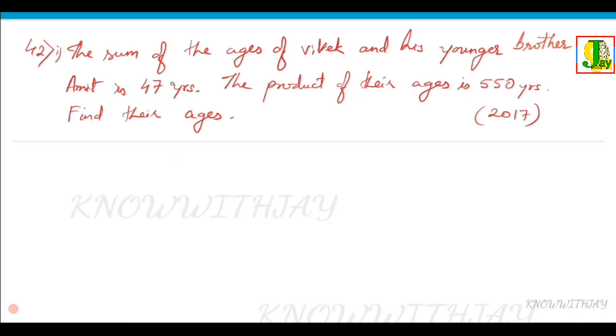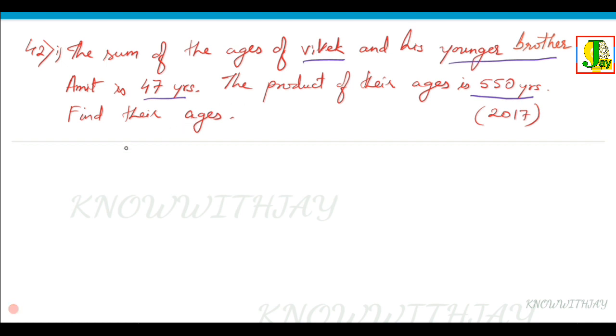In this question, we have the sum of ages of Vivek and his younger brother Amit is 47 years. So the sum of their age is 47 and the product of their age is 550 years. We need to find the present age of Vivek and Amit.